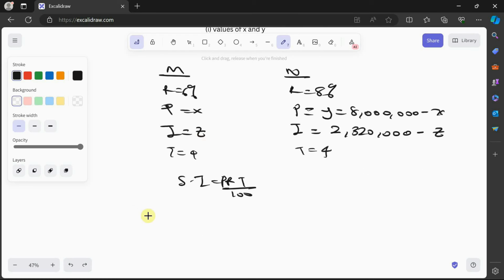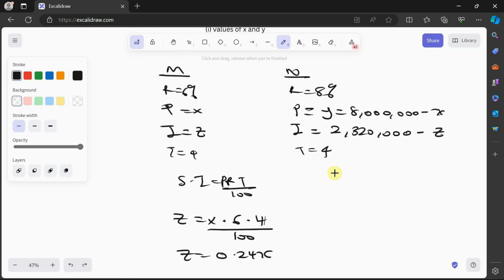The interest here is Z. The principal here is X, multiplied by the rate, which is 6, multiplied by the T, which is 4, all over 100. So Z will be equal to 6 times 4, which is 24. 24 divided by 100 is 0.24. So Z is 0.24X.